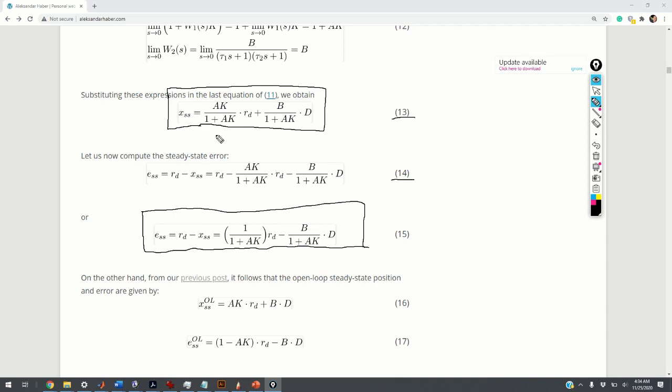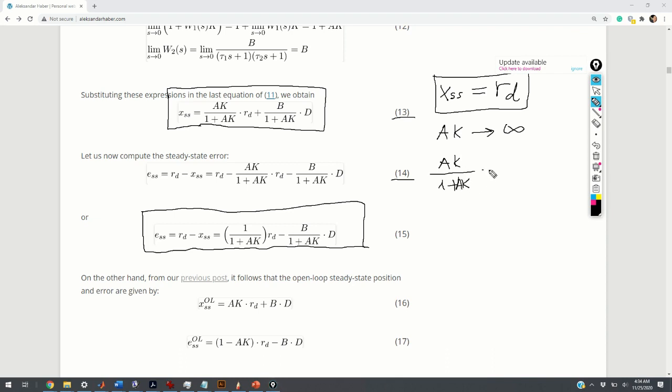So what do we see over here? Now, remember, the control goal is that XSS becomes RD. So let us see when this expression can be satisfied. Let's observe this equation over here. Obviously, if AK goes to infinity, the first term will become something like this, and this approaches 1. Similarly, let's see what happens with the second term.